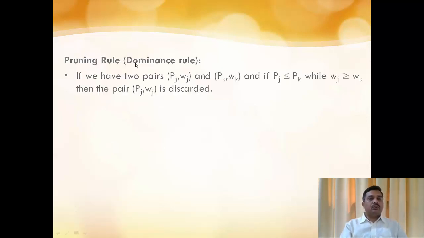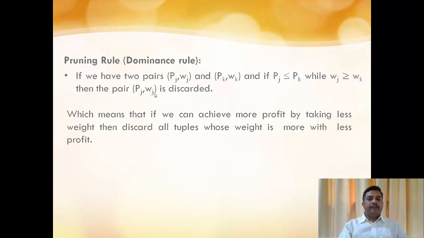The dominance rule says if we have a pair PjWj and PkWk, and if Pj is less than or equal to Pk while Wj is greater than or equal to Wk, then we'll drop the pair PjWj. What is the meaning of that? It means if we can achieve more profit with less weight, then we'll discard the tuple that has more weight but less profit.